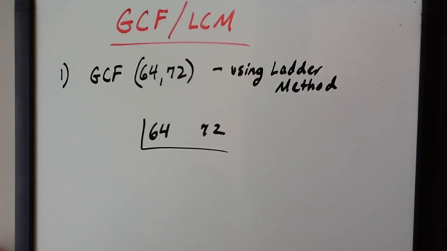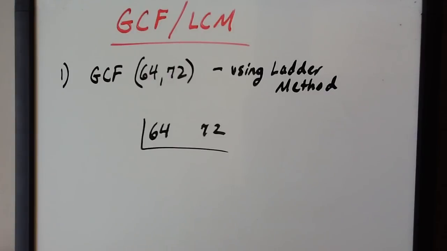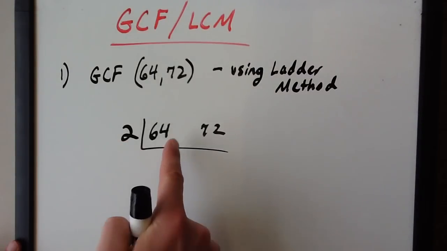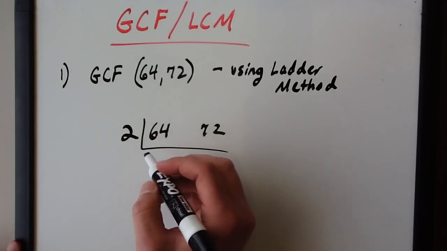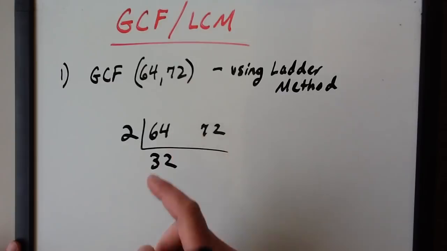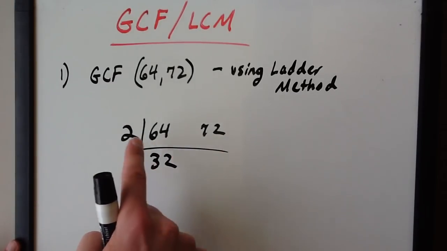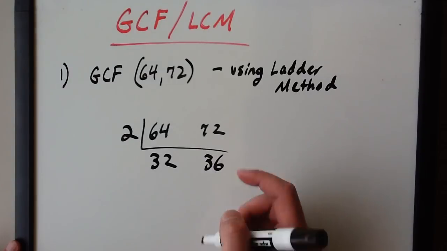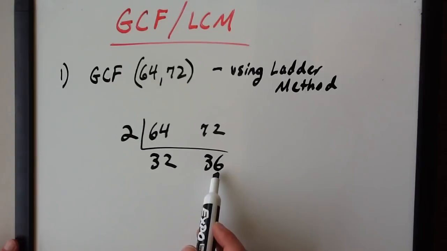Okay, now we need to think about what is a factor that 64 and 72 both have in common. Well, they're both even numbers, so we can pull out a 2 because all even numbers have a factor of 2. Now we think about 2 times what is 64? 2 times 32 is 64. Now 2 times what is 72? Well, 2 times 36 is 72. So now I'm left with 32 and 36.